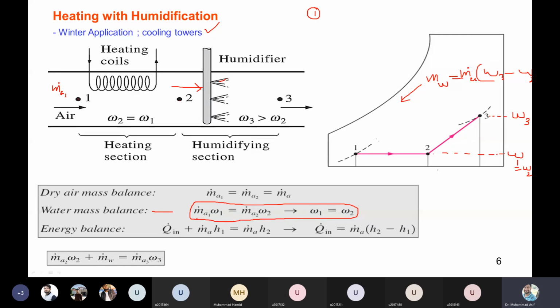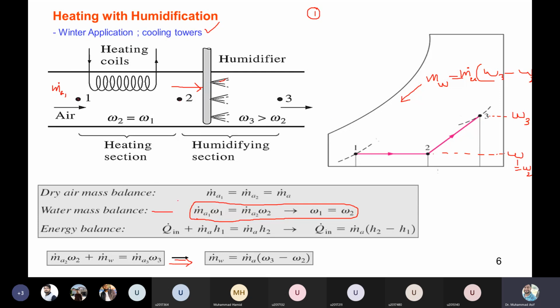So this term will go to the other hand side. Ma2 is equal to Ma3, so that will be common. So you can get MW is equal to Ma dot (omega 3 minus omega 2). So the same value that we have derived from the mass balance of the water vapors, similarly we can derive from the energy balance.